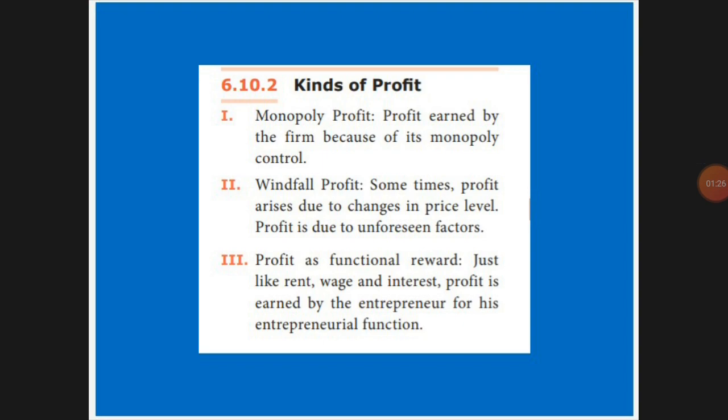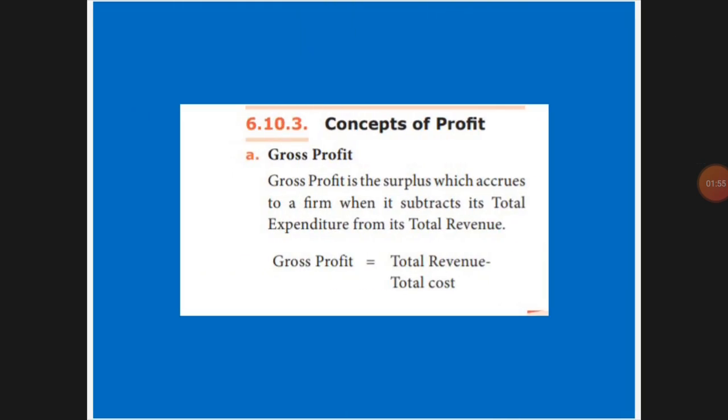The third one is profit of a functional reward. For example, if you have an asset, a building apart from your own building, and the rent is given by others, that can also be considered as profit. The interest on the amount you kept in the bank, given by the banker or any other person, can also be considered as profit.